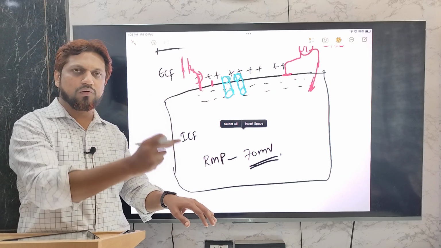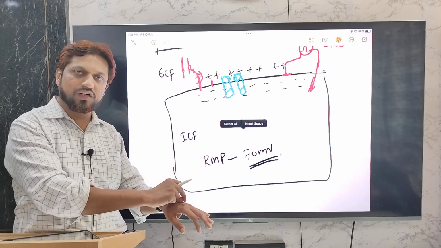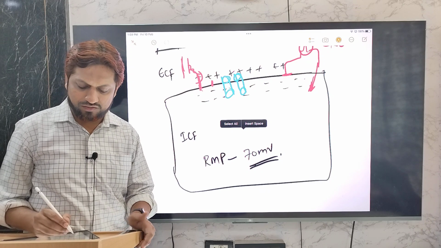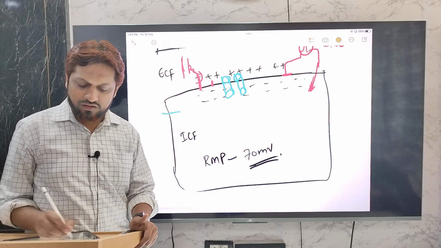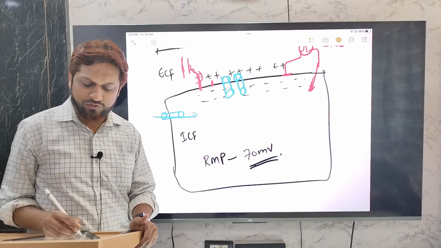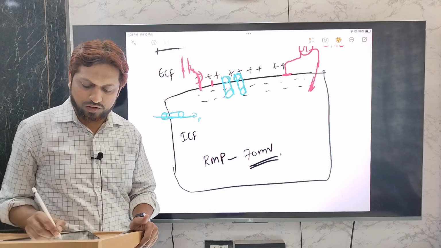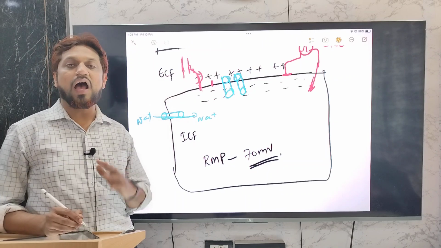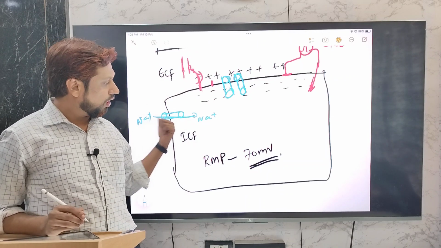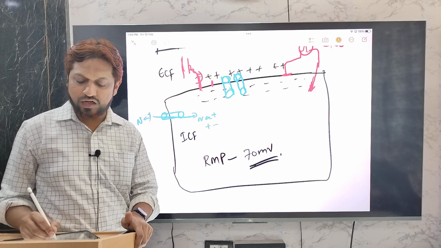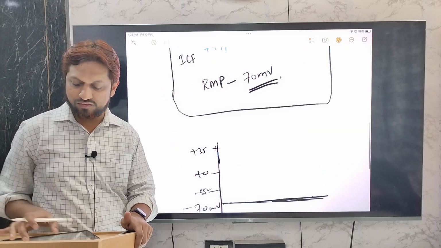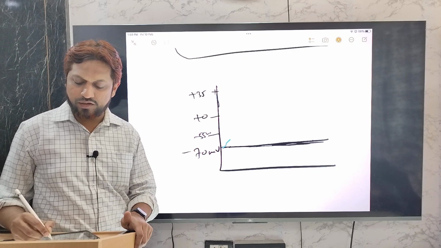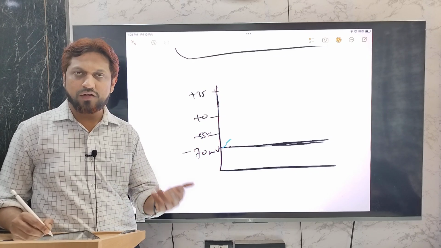Now if we stimulate this neuron, suppose it is a peripheral neuron and there is a touch sensation, suppose the magnitude or the force of the touch sensation is very minimal. What generally happens is there is opening of certain sodium channels, and the sodium from outside, that is the ECF, will enter the ICF. Then the interior of the cell will tend to become positive, that is, from minus 70 it will become minus 65, minus 60, minus 50, like that.